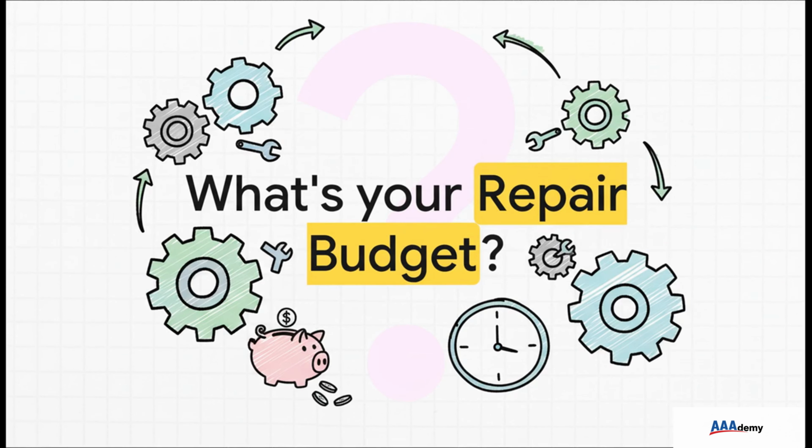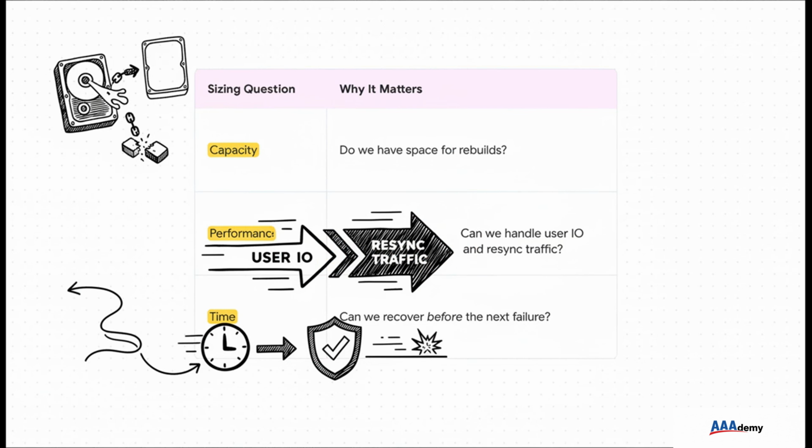Now, here's a question that applies whether you're using vSAN or external storage, and it's one that gets overlooked almost all the time in the design phase. And that question is, what's your repair budget? A repair budget isn't about money. It's about the resources you've set aside for when things inevitably go wrong. So, do you have enough spare capacity to actually rebuild data after a disk or a host fails? Do you have enough performance headroom to handle both your normal user traffic and the massive I/O that comes from a data resync? And maybe the most critical question, can you recover fast enough to get back to a fully protected state before the next failure happens? This is what separates a robust design from a fragile one.